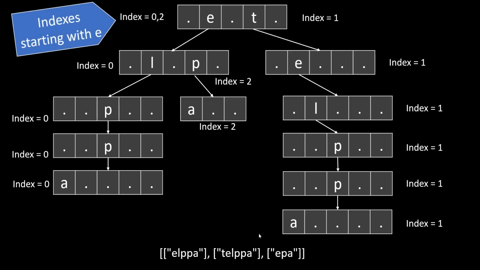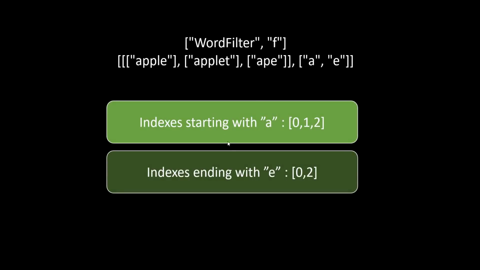Now what I need is the list of indexes for the words that are starting with E in this particular scenario. And what are those indexes? Those are 0 and 2. And so now we have both our lists, one starting with A and one ending with E.